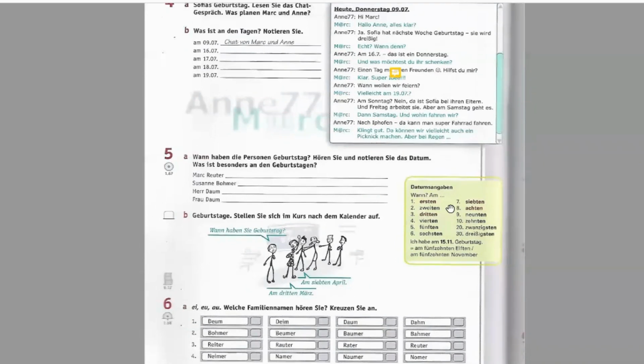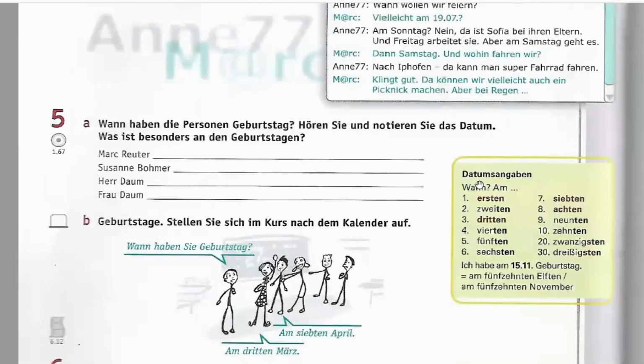Now here see, this is what they explained also here, date. So that's Datumsangaben. Datum means date and Angaben means information. So whenever somebody is asking the question "when" and they are expecting an answer with a date, we have to use the preposition "am". Now when we are using "am", you have to add extra "n". Can you see here, extra "n"?